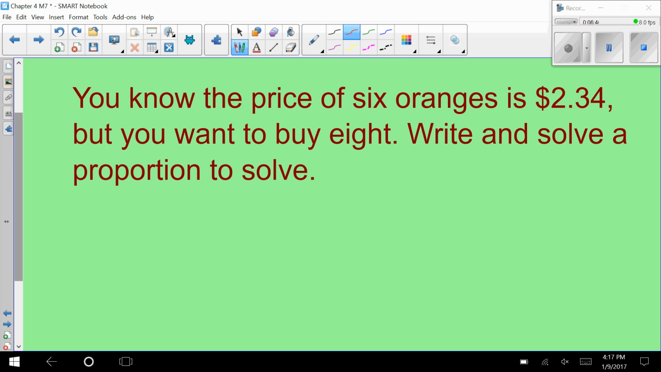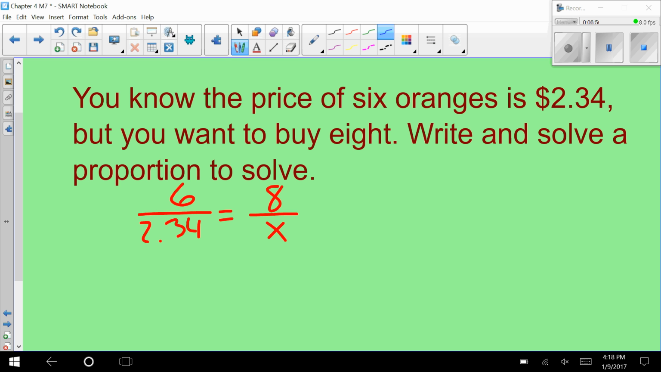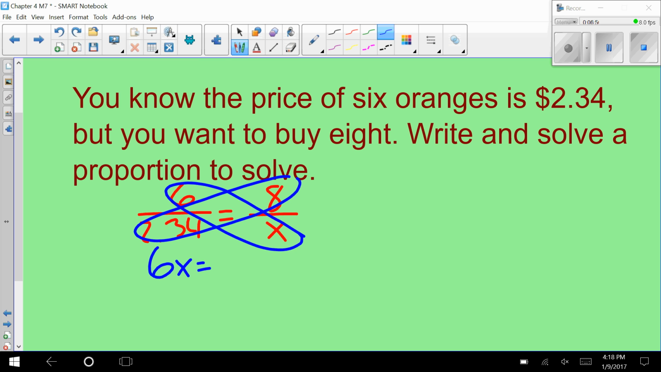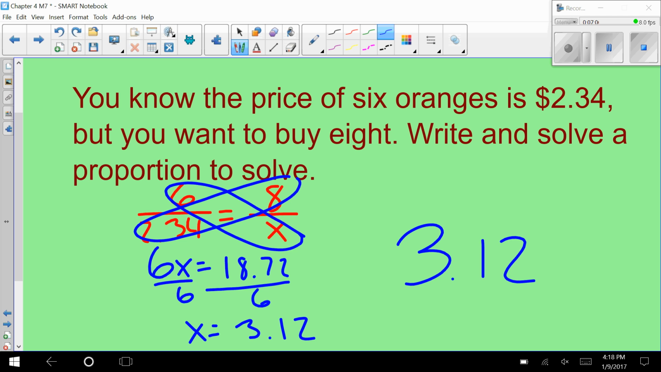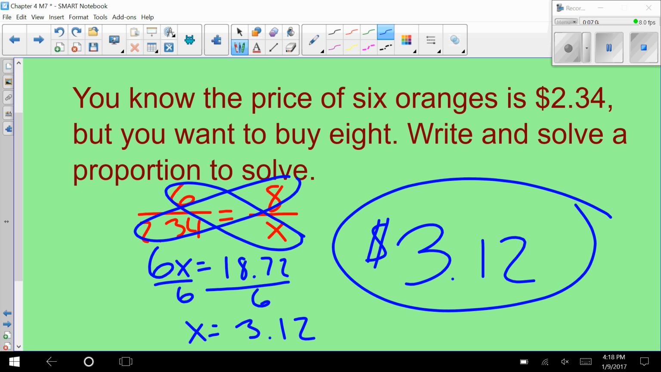All right, for this one, there's a couple ways we could do it. I'm going to set it up as 6 oranges cost $2.34 equals 8 oranges cost I don't know how much. Now we solve. 6 times x equals 8 times 2.34, which is 18.72. Divide by 6, and I get x equals 3.12. So it is going to cost me $3.12 for 8 oranges.